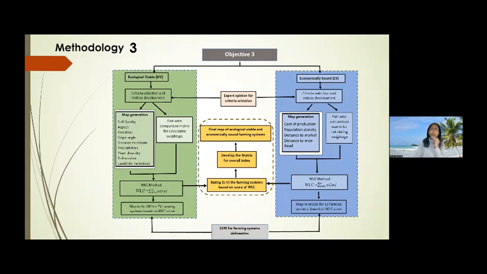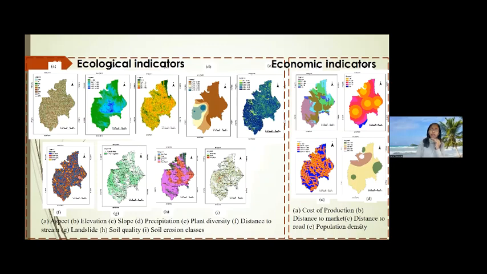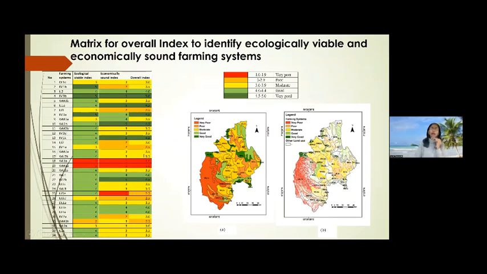The next approach is to find out the ecologically viable and economically sound farming systems in this region. So we used the index method to monitor, and several ecological as well as economic indicators are used. Using the indexes, the results of the matrix were used to rank these farming systems, to identify very poor farming systems as well as very good farming systems. We found 50% of the farming systems are moderate, and two farming systems are in very poor condition.